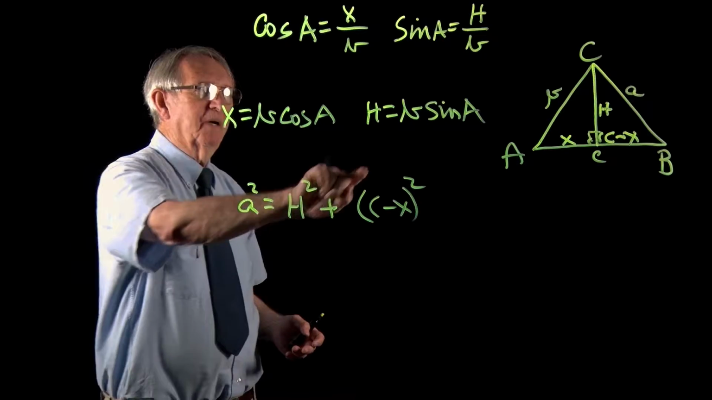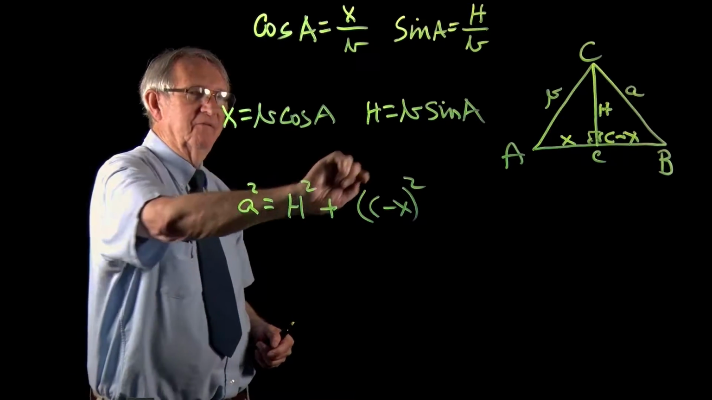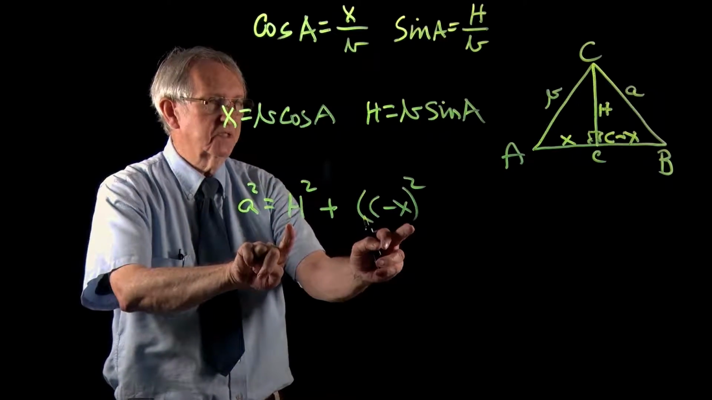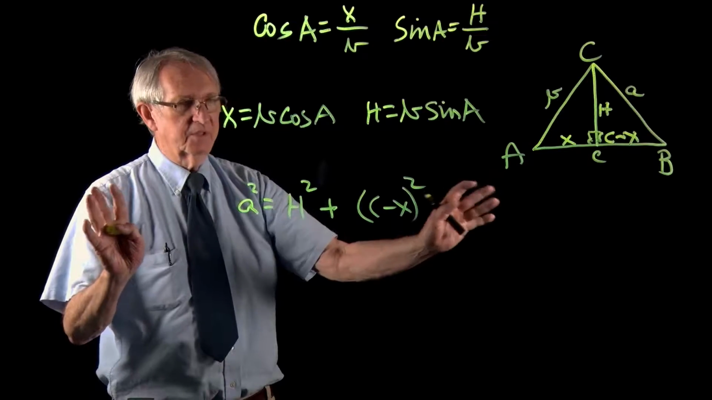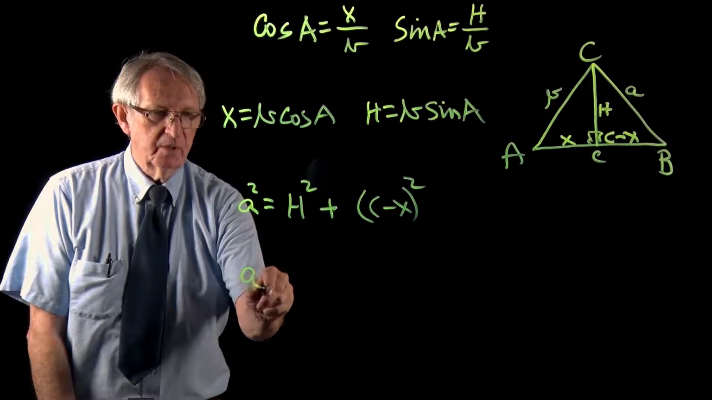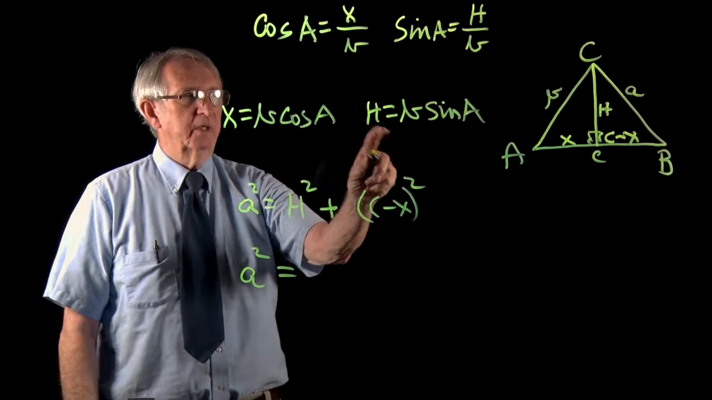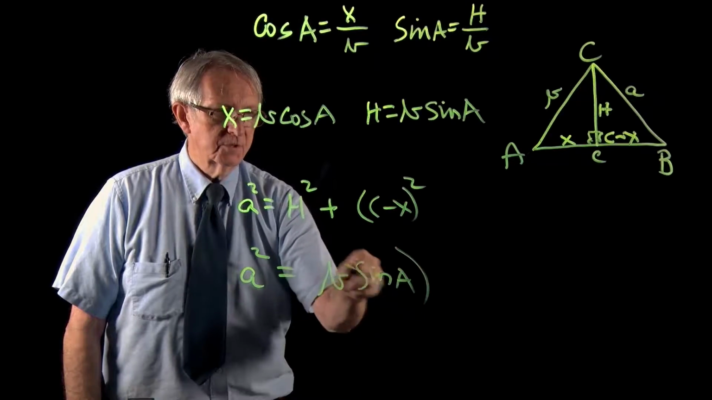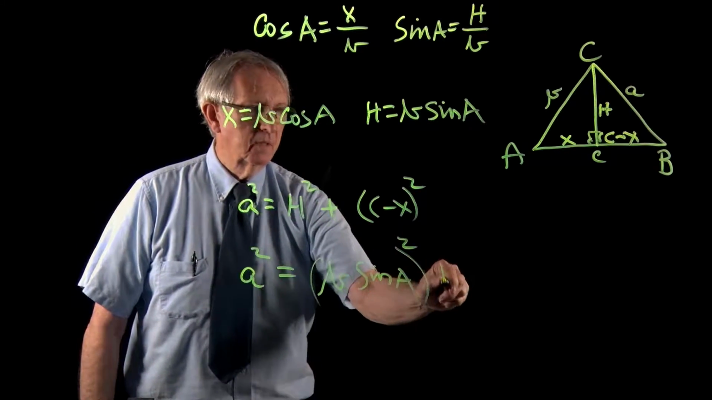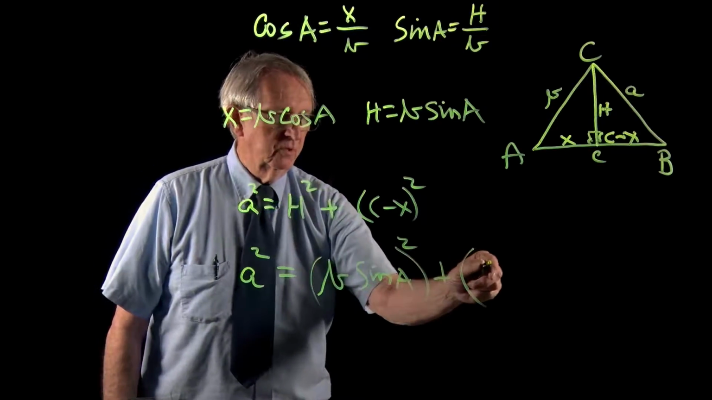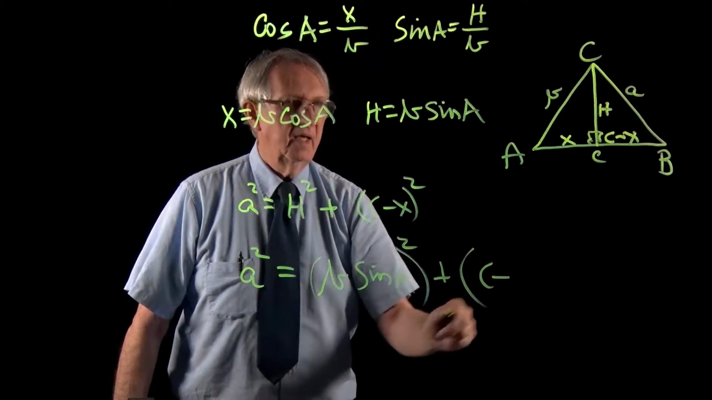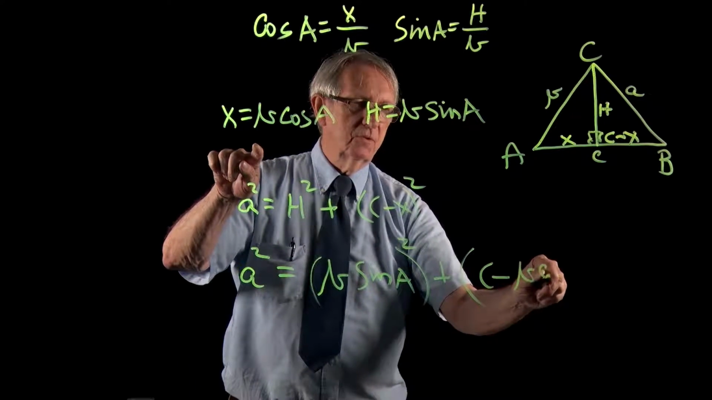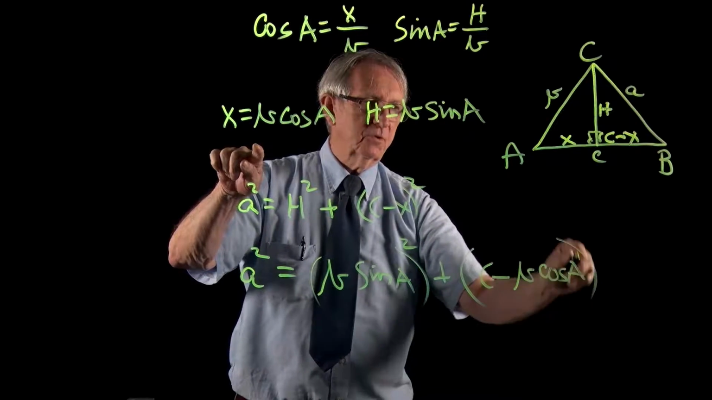I'm going to get rid of h by replacing it with this, which we do have. And I'm going to get rid of x by replacing it with this. So this equation is no longer going to have x's and h's in it. Now it's just going to have the stuff that was given to us originally. So I say a squared is equal to h squared, and h is b times the sine of a, squared, plus c, which was given to us originally, minus x, and x is b cosine of a. That's all squared right there.